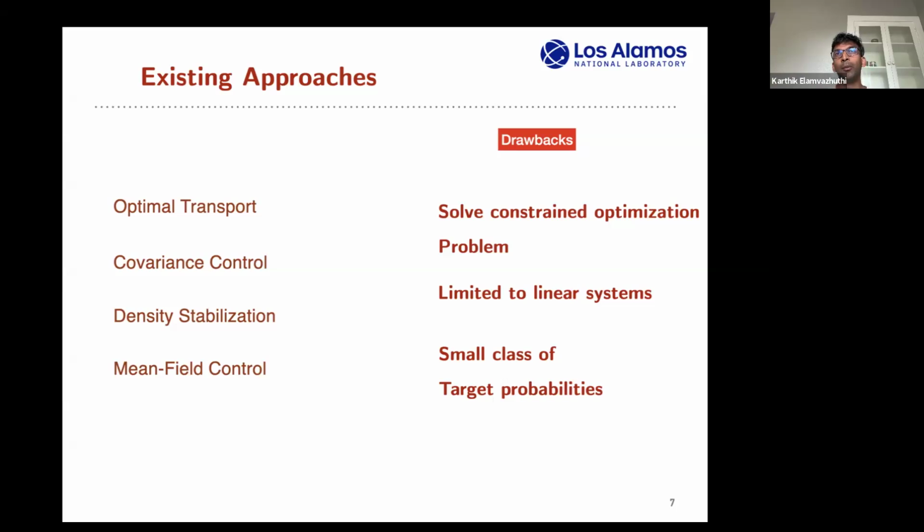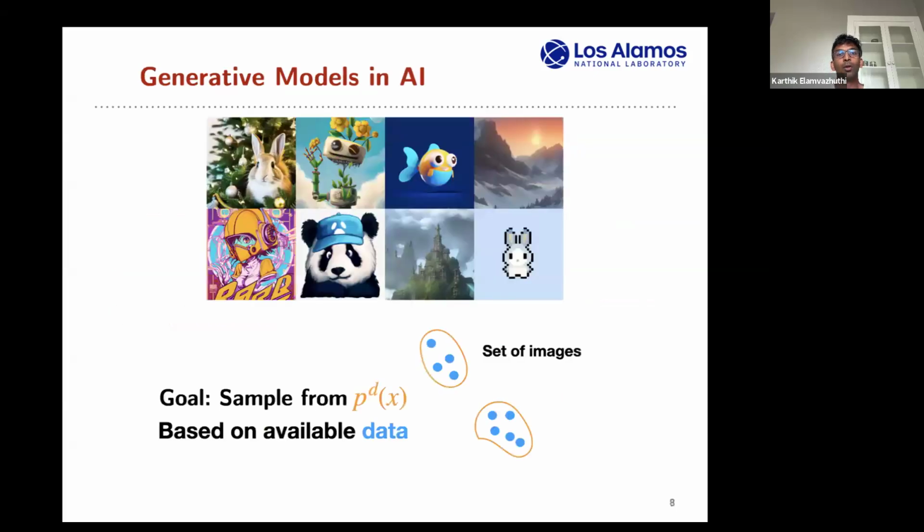So you can rewrite this in terms of Riccati equations, which have a long history in linear control theory. So given these computational challenges, what can we learn from generative modeling in AI?